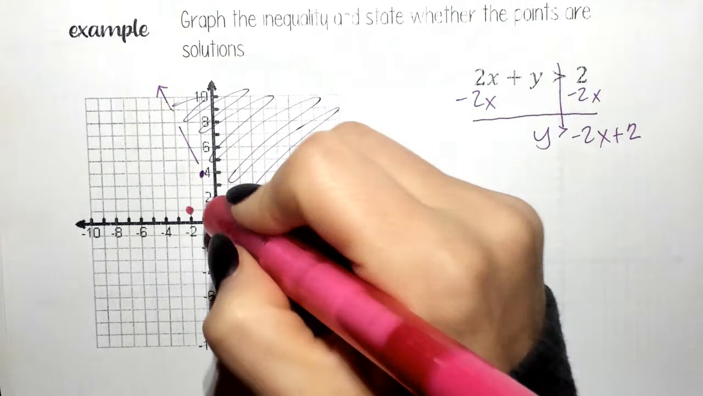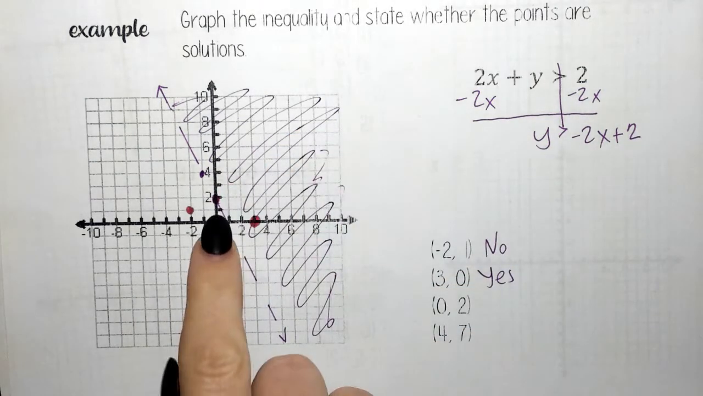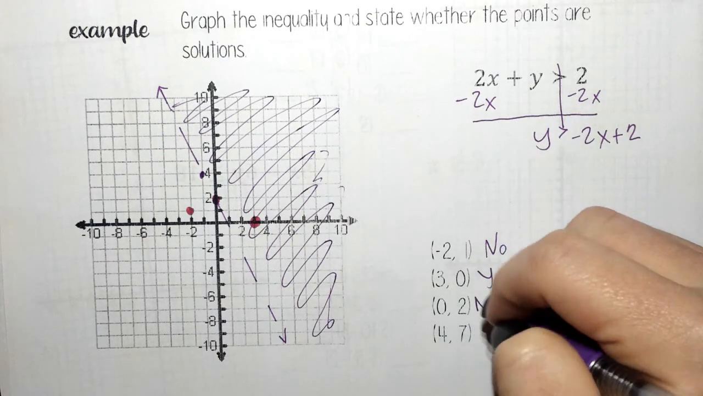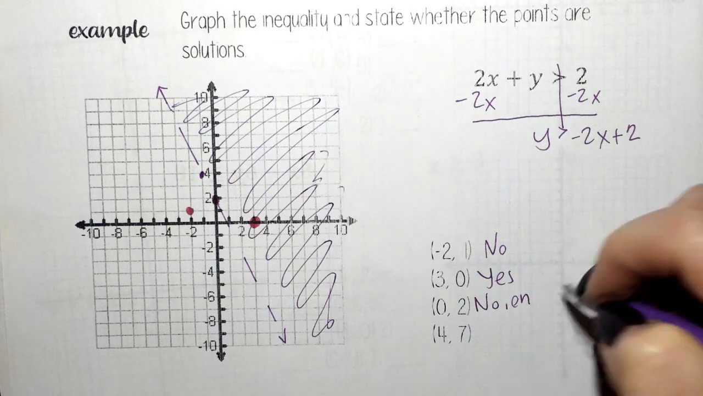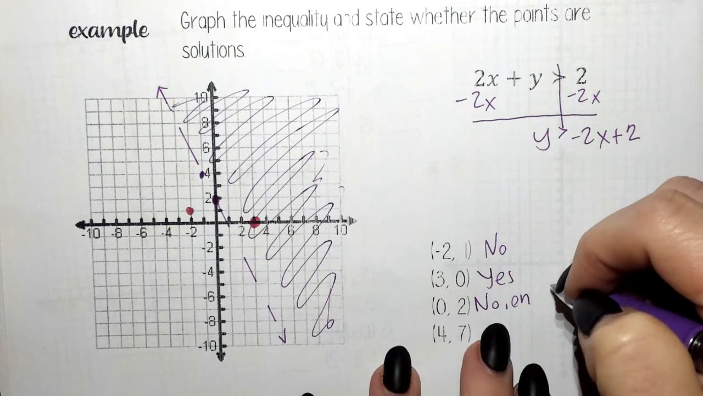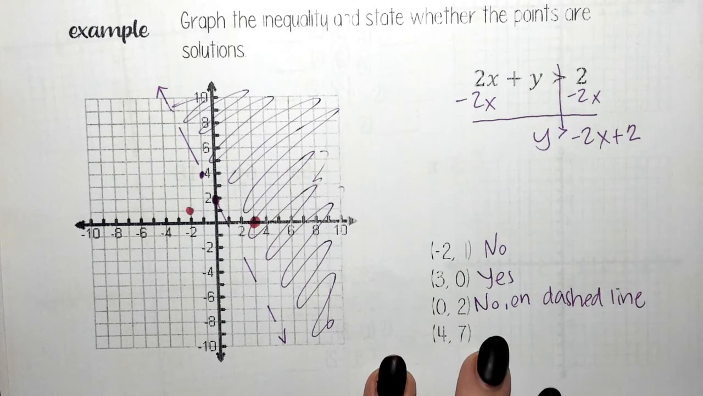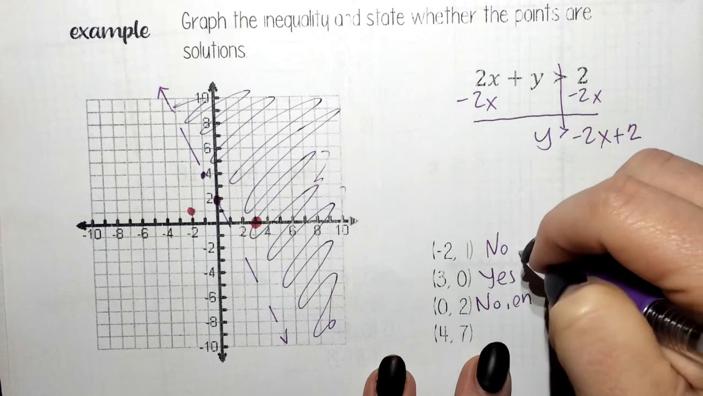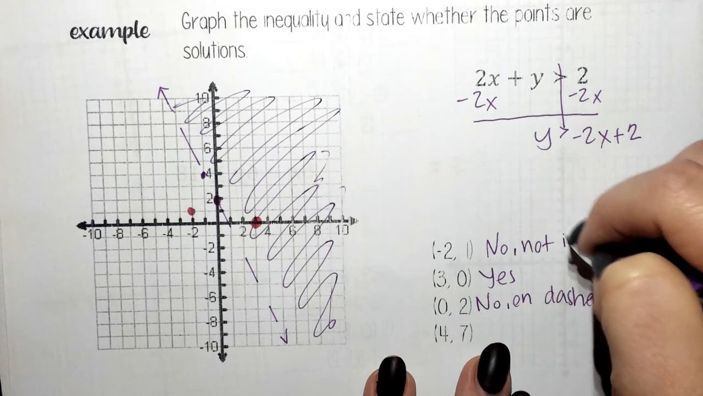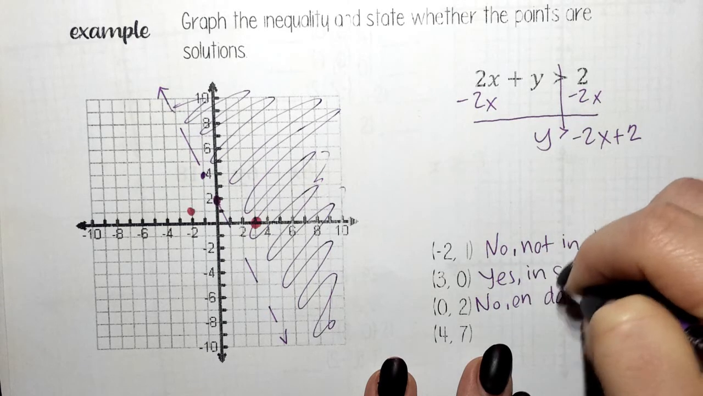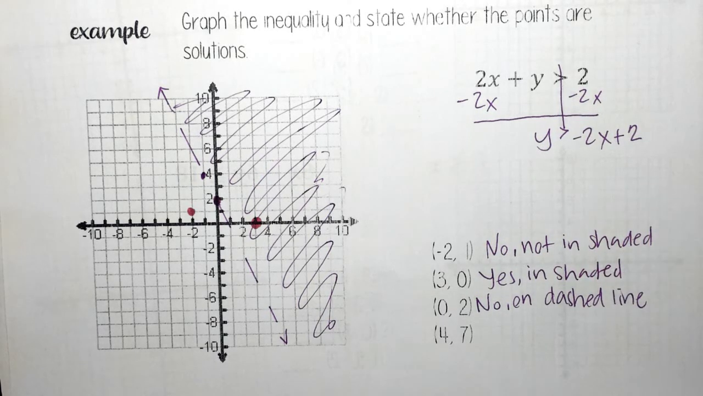We've got 0, 2, which is right there. That is on our line. Since our line is dashed, it is not a solution. So no on the dashed line. If that line had been solid, it would have been a solution. So this one's no, it's not in shaded. Yes, in shaded, just so we have more clarity.